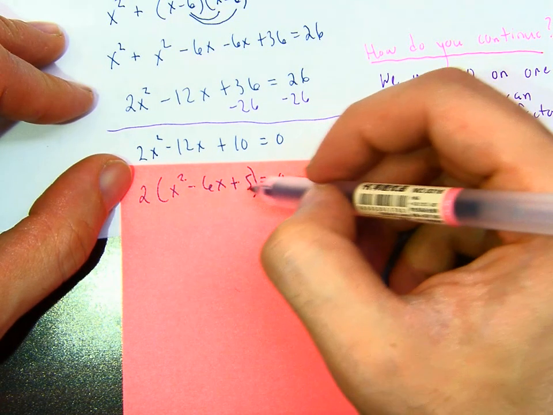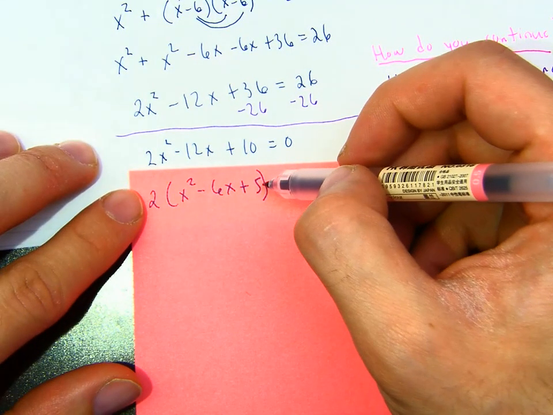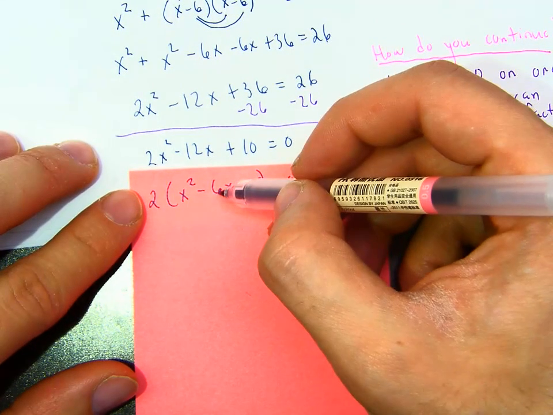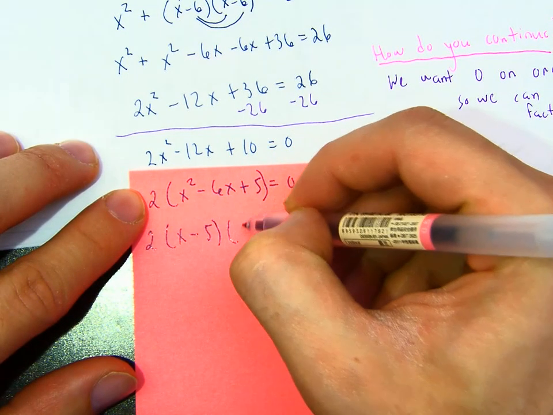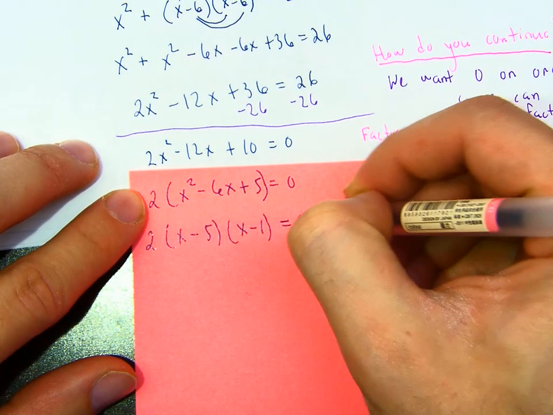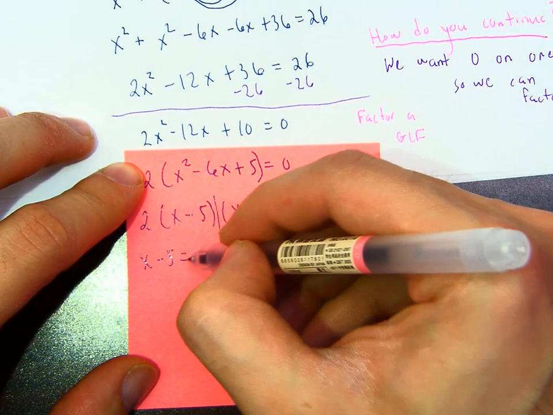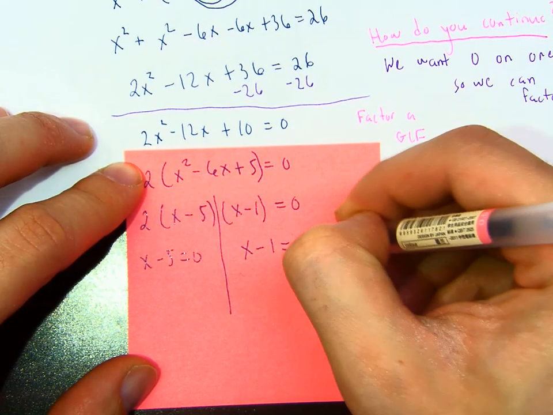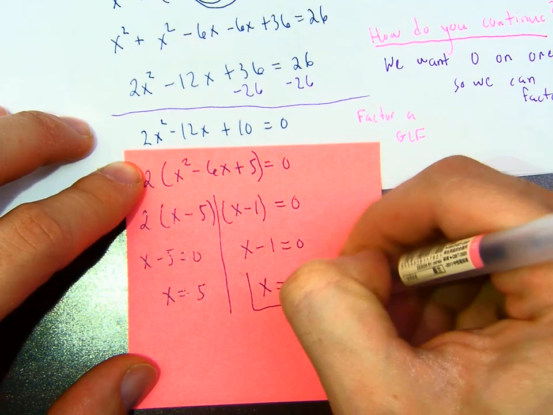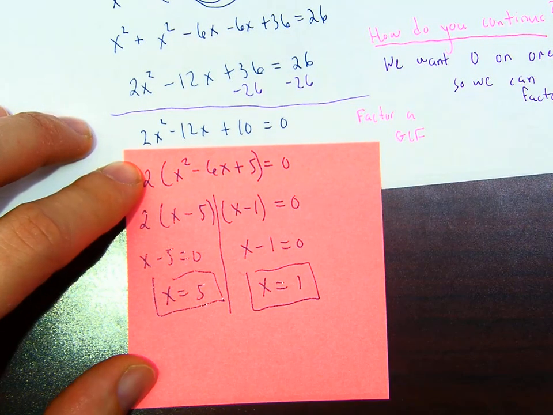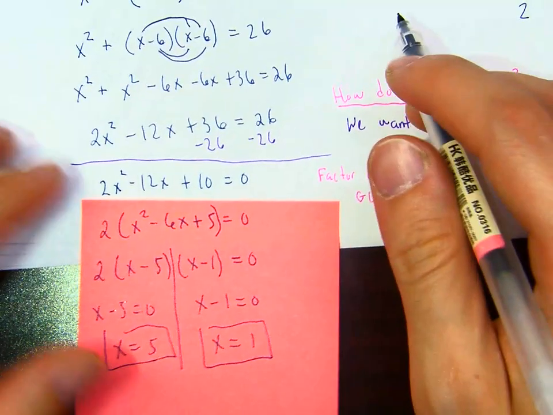Then I can factor this. What 2 numbers when I multiply give me 5, but when I add give me negative 6? This is x minus 5, x minus 1 equals 0. Then I have what? X minus 5 equals 0, x minus 1 equals 0, x equals 5, x equals 1. Okay? Now, what does this x equals 5 and x equals 1 represent?